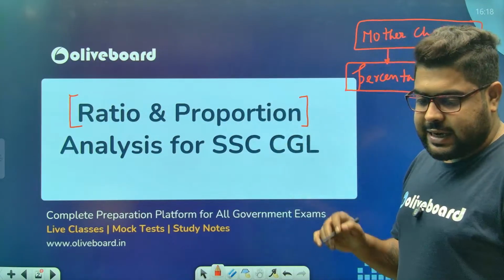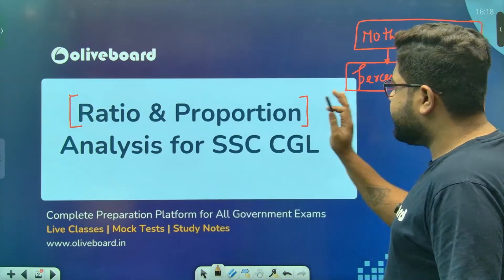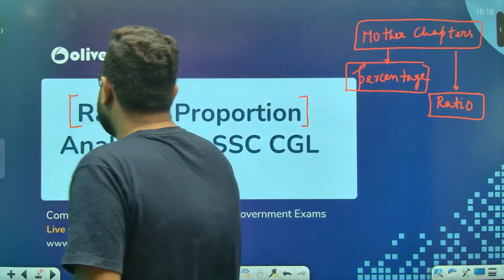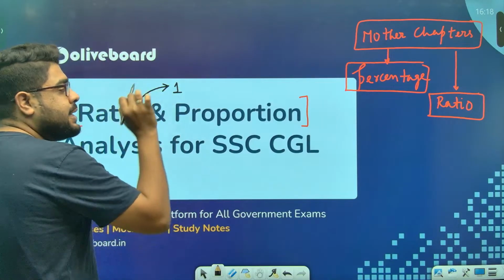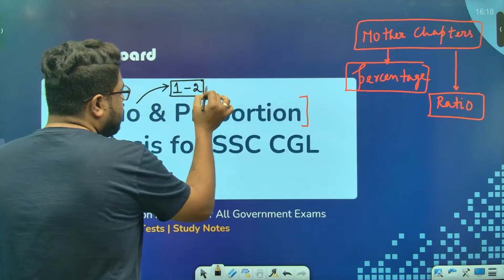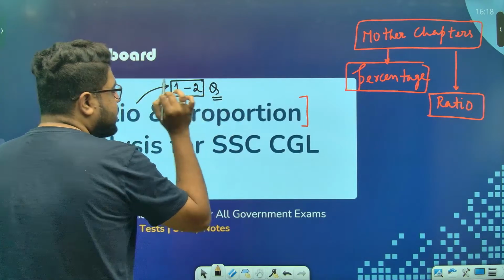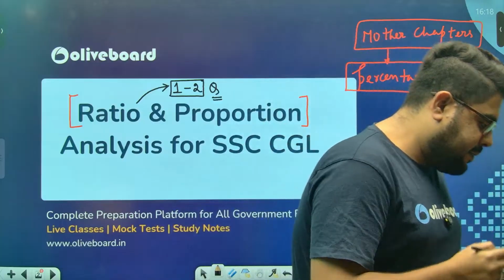Now, please understand, before we do anything, this is a very important chapter. You will 100% get at least one question, and sometimes if you take proportion, you get two questions as well per shift in tier 1. And tier 2 may be kind of the same thing.